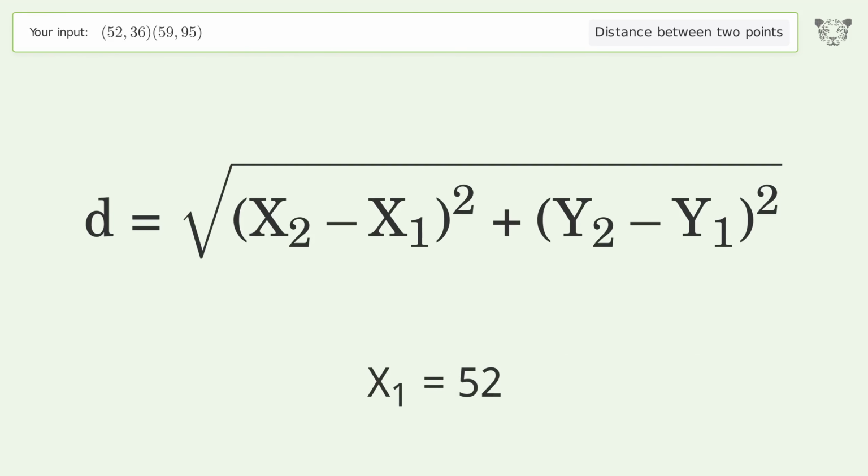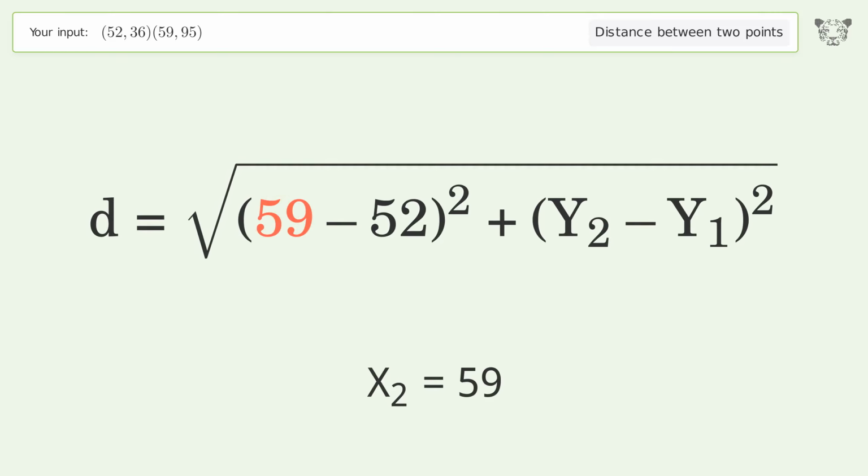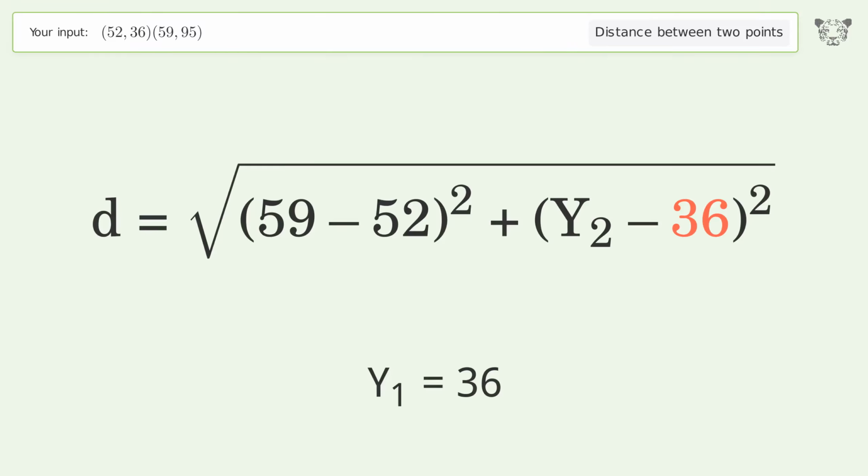x1 equals 52. x2 equals 59. y1 equals 36. y2 equals 95.